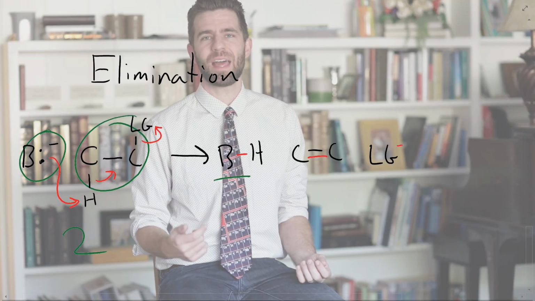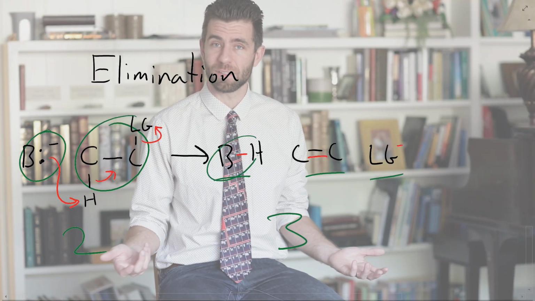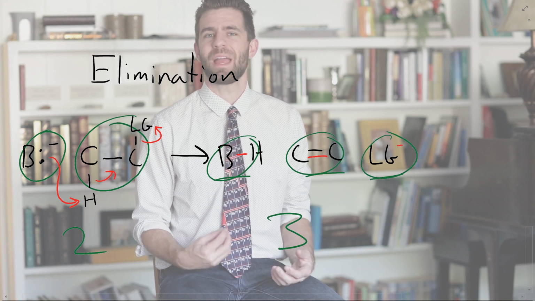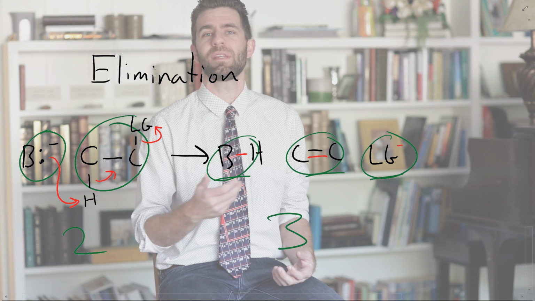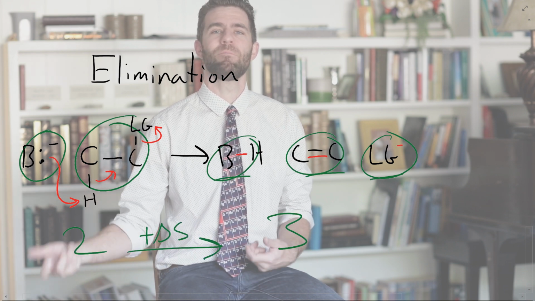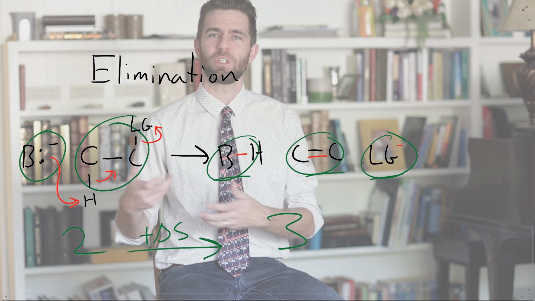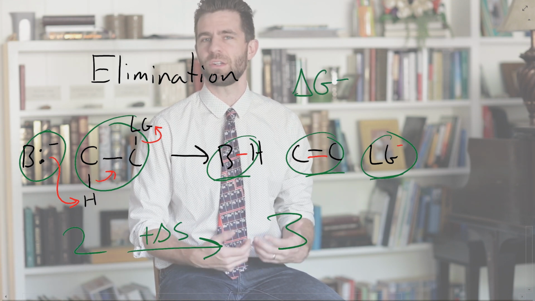Now, if we count these, that means that we had 2 reactants, and we now have 3 products. If we remember entropy from our general chemistry, this means that we have an increase in entropy, or an increase in microstates, because we now have more things involved. We took 2 parts and made 3 parts. That always is an increase in entropy.